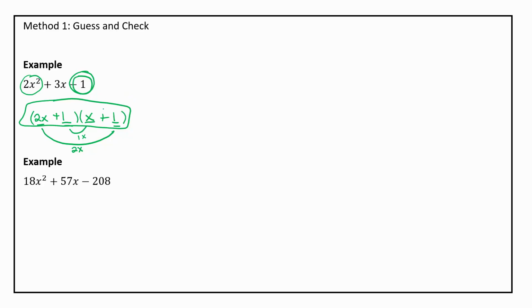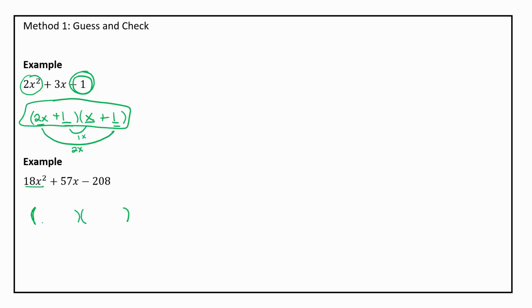So let me give you a for instance of why that's not always a super helpful way of doing things. Here is an example: 18x squared plus 57x minus 208. I purposefully picked bigger numbers, actually bigger than we would probably encounter, just because I wanted to really drive home why guess and check is a flawed method. If I want to guess and check on this, I need to split the 18x squared up.